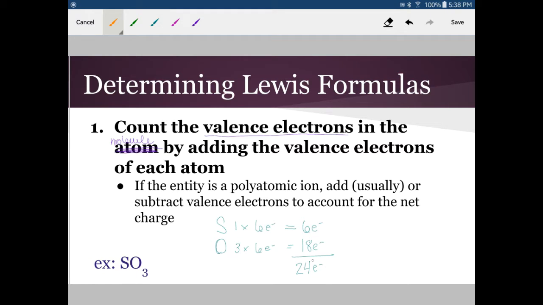So that's an important first step. Okay, I always like to add up my number of electrons and I like to write it out so that I don't make any mistakes. That is super important because it's easy to make some small mistakes in this and it can completely mess you up. So we're dealing with 24 electrons.